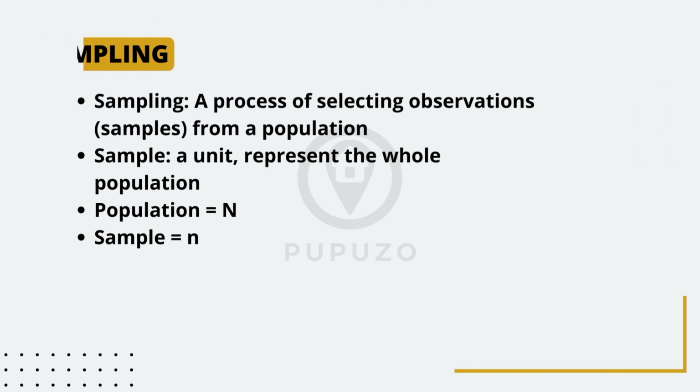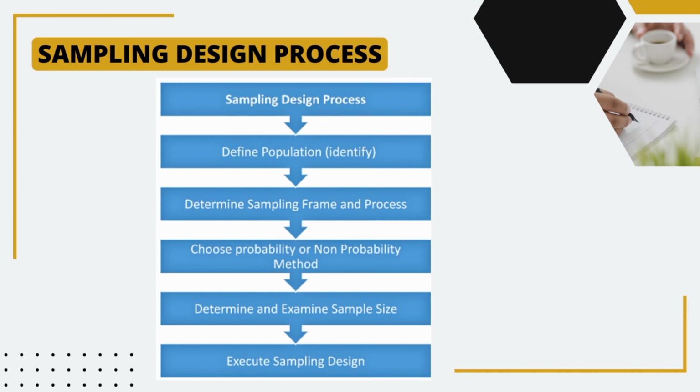Now, let's walk through the steps of the sampling design process. Define population. First, you need to clearly identify the population you want to study. This involves specifying the characteristics and boundaries of the group you're interested in. Determine sampling frame and process. Next, you establish a sampling frame, which is a list or representation of the population. This serves as a reference for selecting your sample. Additionally, you decide on the sampling process, either probability or non-probability.